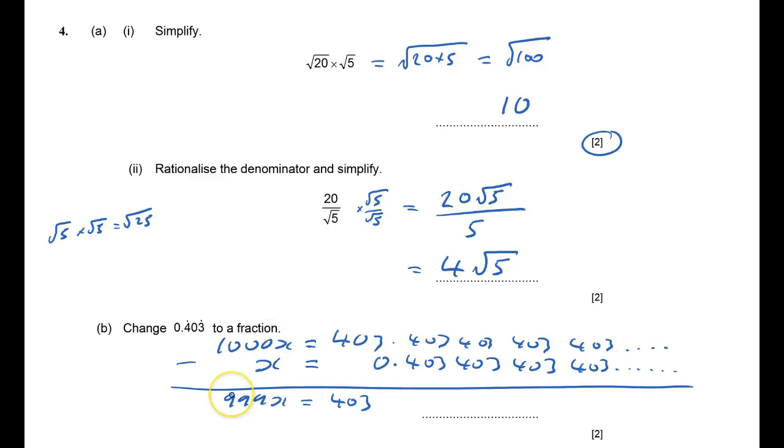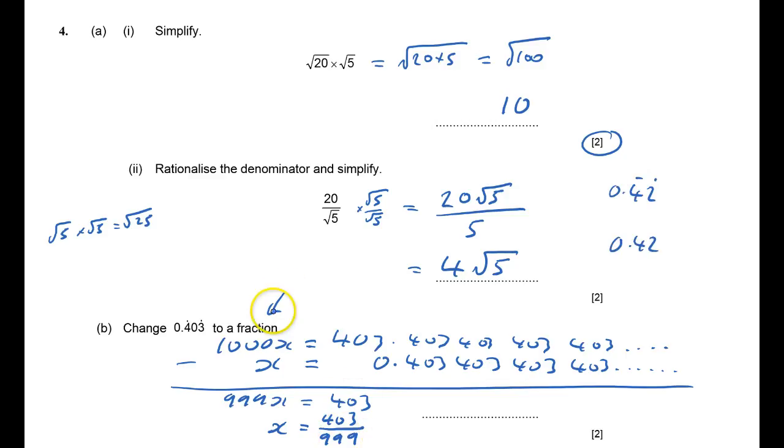And so this will now give me, I want to know what x is, so divide both sides by 999, and x will equal 403 divided by 999, and that now is a fraction, and that's how you do it. You don't always times by 1,000. The reason we times by 1,000 was because the 403 repeated. If it had been sort of 0.42 recurring, then we would have times it by 100.